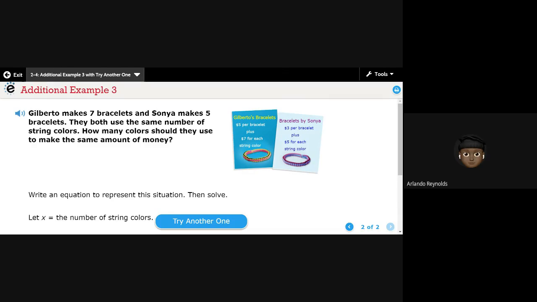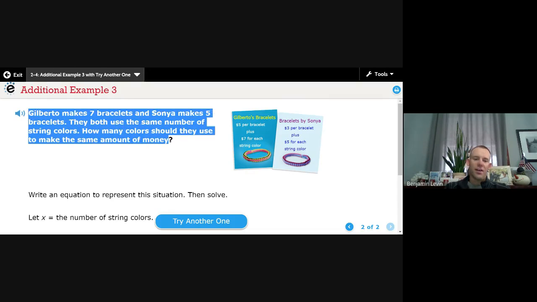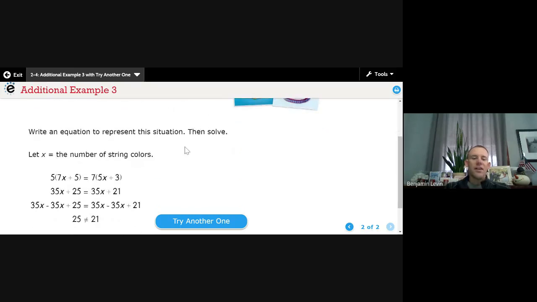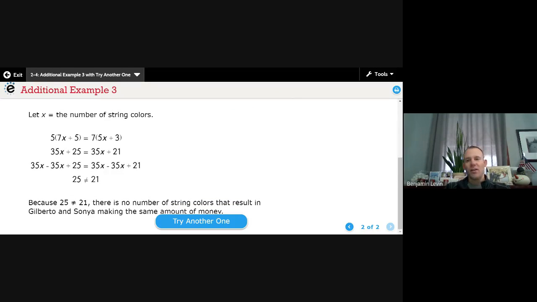Oh, we forgot one thing. But you know what? It doesn't really matter. We ended up with the same. I totally forgot that Gilberto makes 7 and Sonia makes 5. But they still come up with the same thing, right? Here's where we went wrong. I set it up like this: 7x plus 5. I use the letter C instead of the letter X, and 5x plus 3. But Gil made 5 and Sonia made 7.